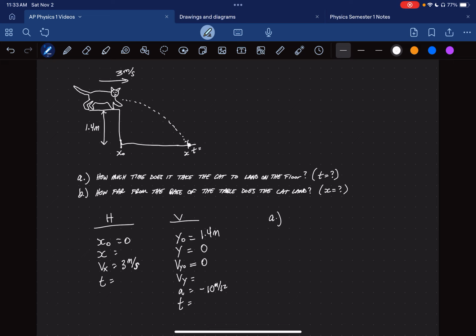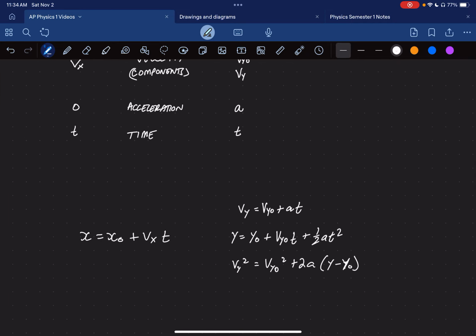So selecting an equation, we want to figure out how much time it takes for the cat to land on the floor. Well, we've only got one equation which uses all of these variables. Horizontally, we only have one equation, and we would need 3 of these numbers to solve for anything, so we're not going to use the horizontal equation. We have 4 numbers in the vertical list, and so that's going to be good for us to figure out time.